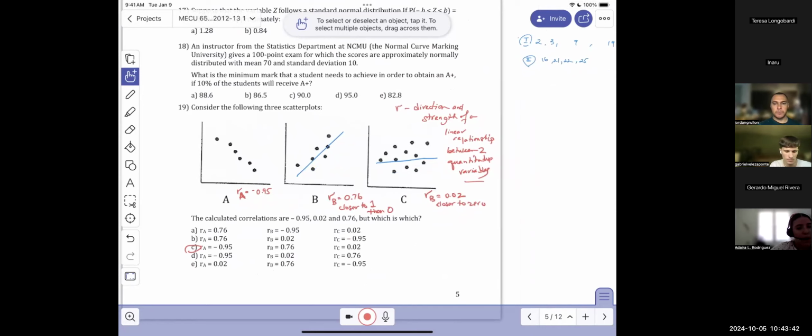Professor, I have a doubt. The normal distribution table is going to be in the exam, or can we search for it in Moodle? Yeah, you get it in Moodle with your notes. You can print it. Perfect, thank you. Yeah, you should print it out.